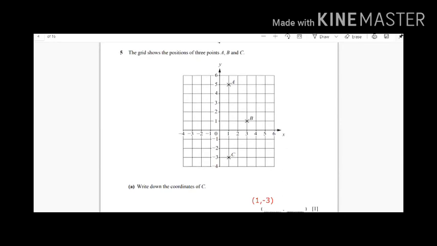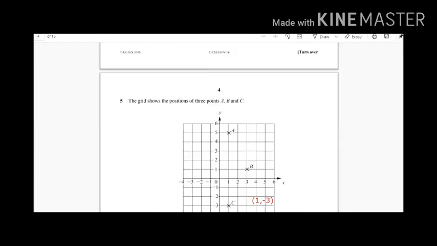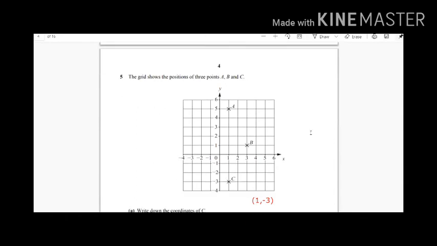Now, see this one. First see this question and then we will come again to the diagram. ABCD is a rhombus. Plot the position of the point D to make ABCD a rhombus. So you have to locate the point D over here. So where will you place the point D to make a rhombus?